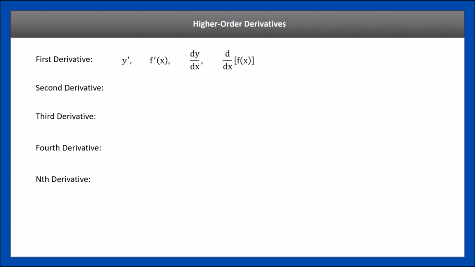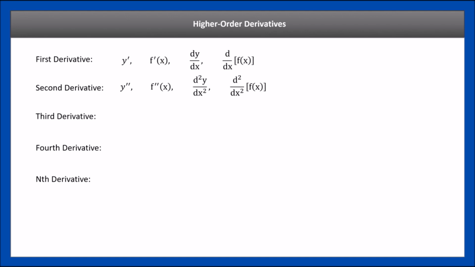Now, when you do the second derivative, instead of having just one prime, you're going to have 2 primes. So it's y double prime or f double prime, or you see the 2 here, that's d2y over dx2. Notice that you're differentiating twice. That's what it stands for. That's not an exponent. It's just telling you that you're doing the second derivative. Notice that the 2 is in front of the d in the numerator, but it's in front of the x in the denominator. So just keep that in mind.